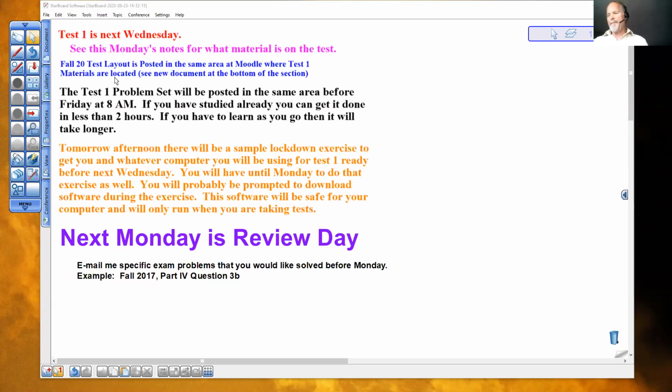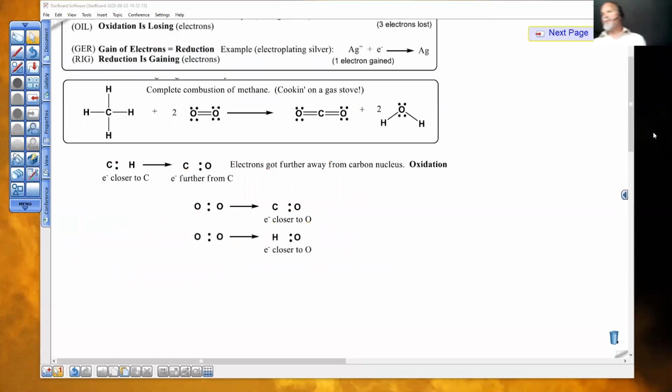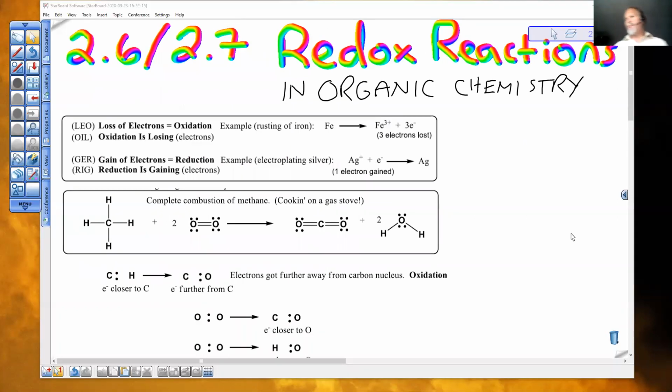All right, we're going to move on and finish up our discussion of chapter 2 today. The chapter 3 material, we've already dealt with the little bit in 3 that we have to. And in chapter 2, we're going to talk about redox reactions in organic chemistry.